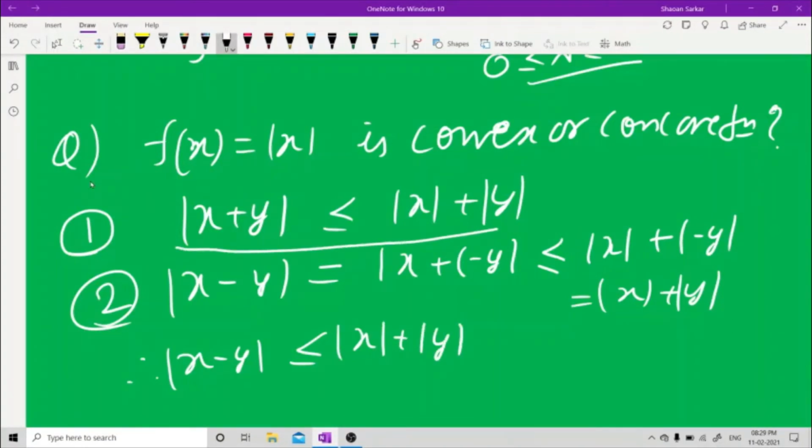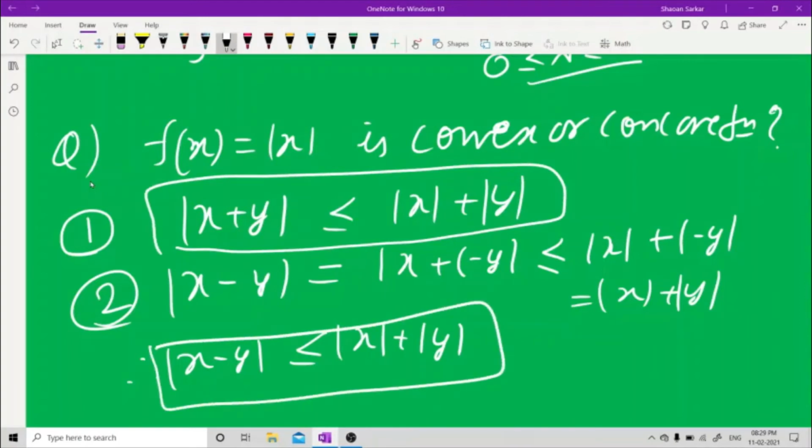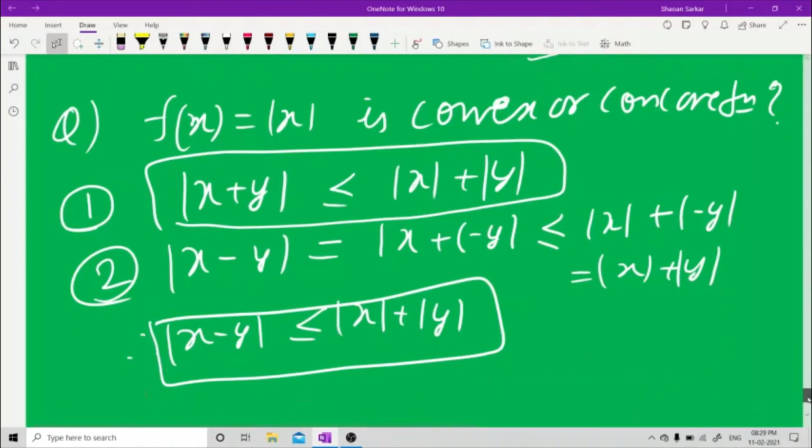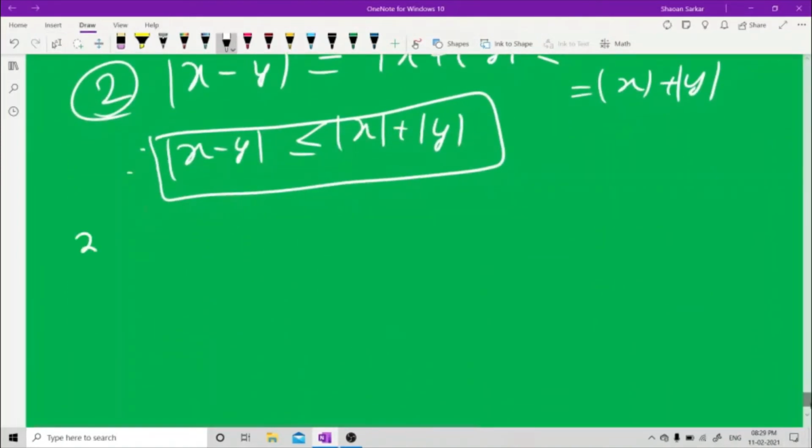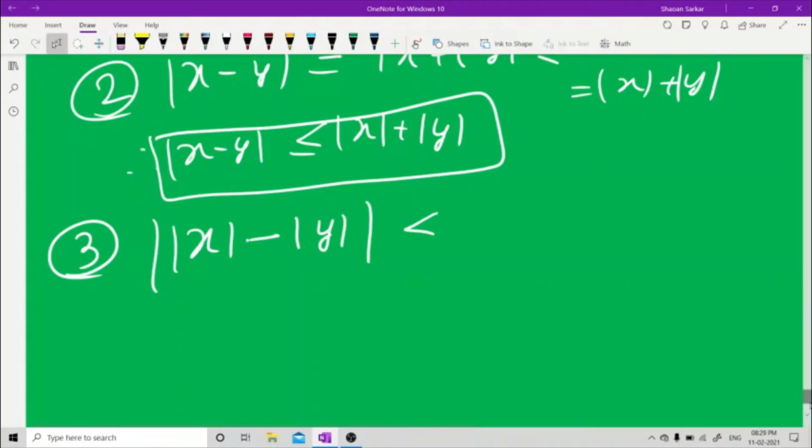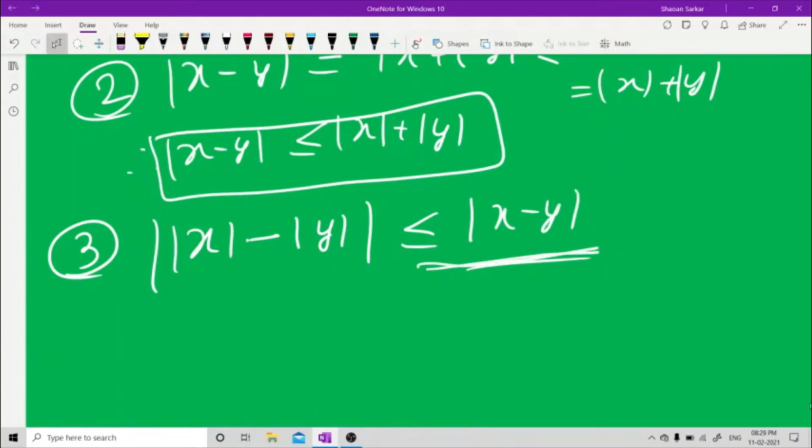This is a very important result. The third important result which you need here is that mod of (mod x minus mod y) is less than or equal to mod of x minus y. I am doing all this without proof. All three inequalities you need to remember.